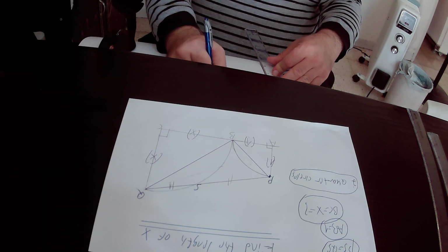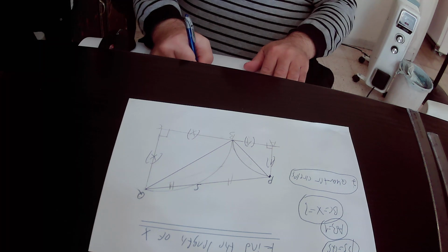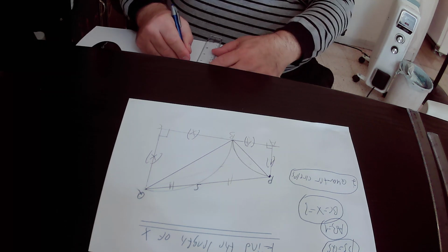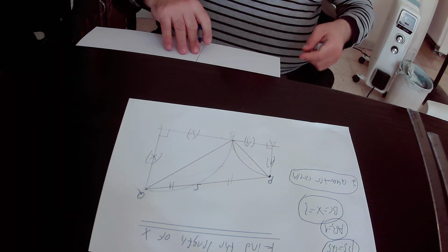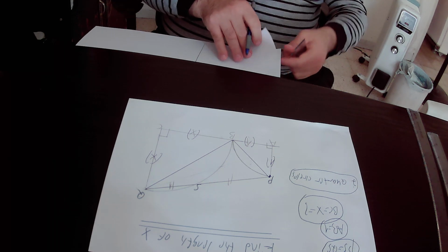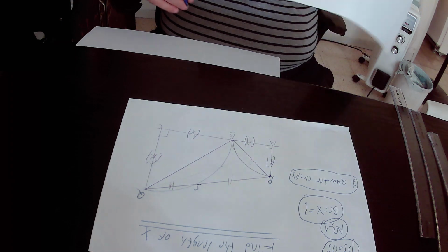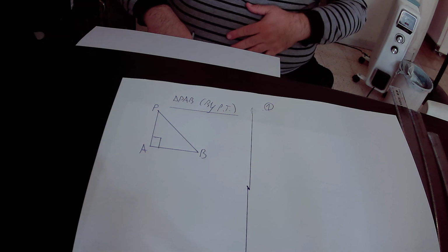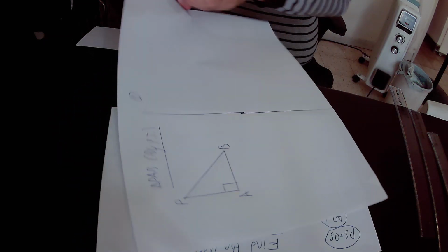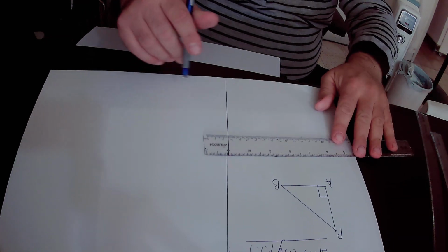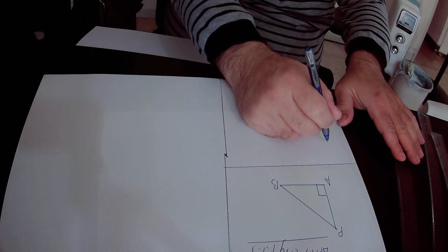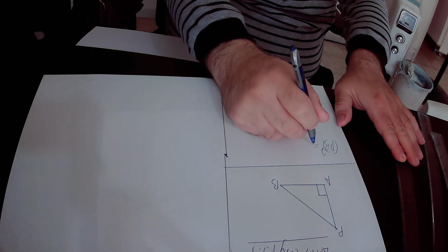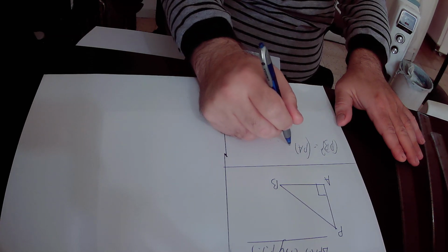PT is the abbreviation for Pythagoras theorem. So this is the right triangle PAB that I copied from the original drawing. According to the Pythagoras theorem, in this right triangle PAB, PB squared, that is the square of the hypotenuse, equals PA squared plus AB squared.